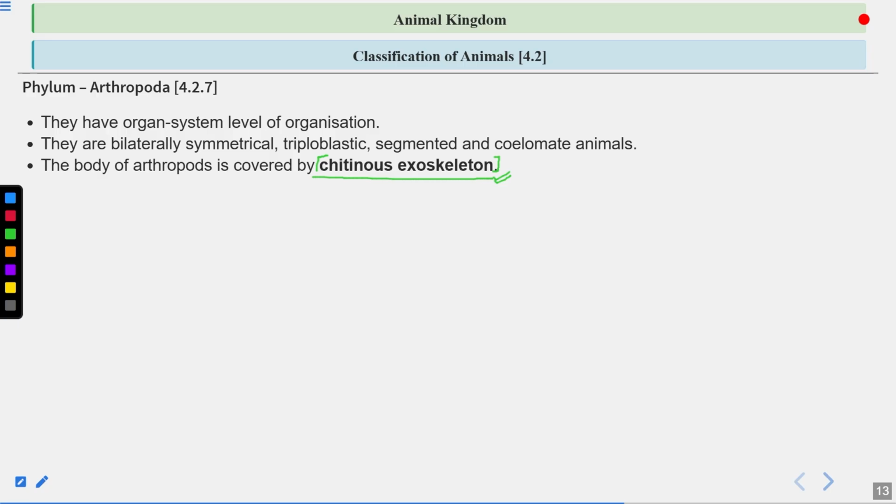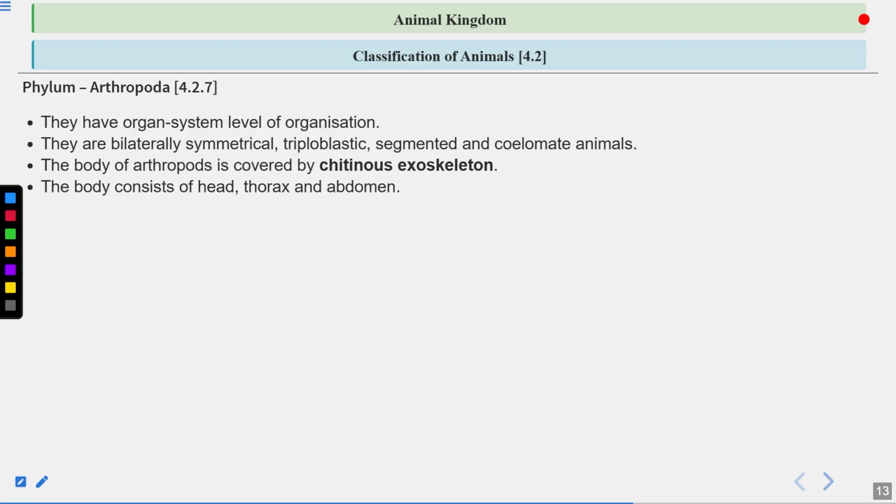Chitin is present in one other kingdom also. Can anyone say which one? Where do we see chitin present? Fungi? Very good. The cell wall of fungi is made up of chitin. Yes, very good. The body of the arthropod is covered by the chitinous exoskeleton. This is one of the very, very important features.